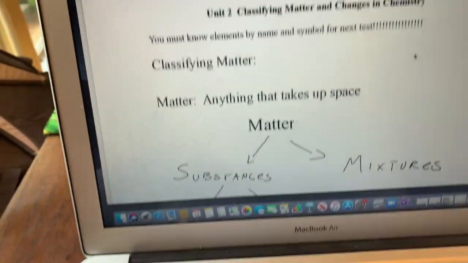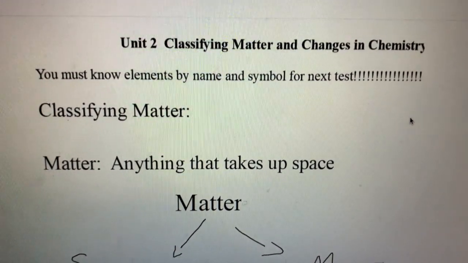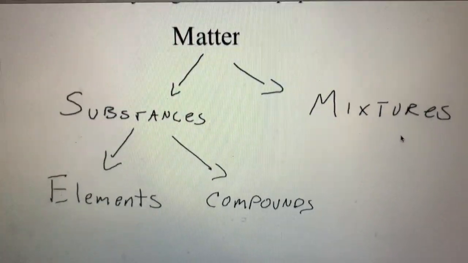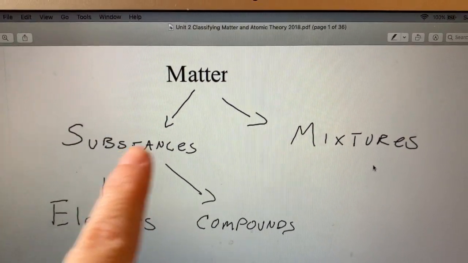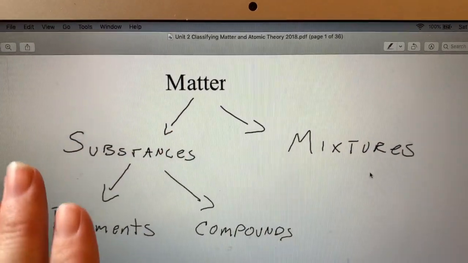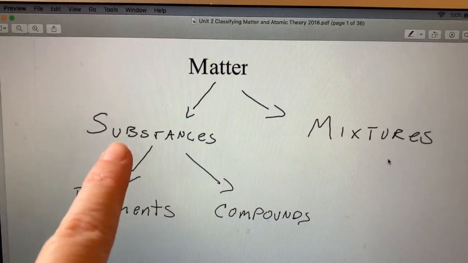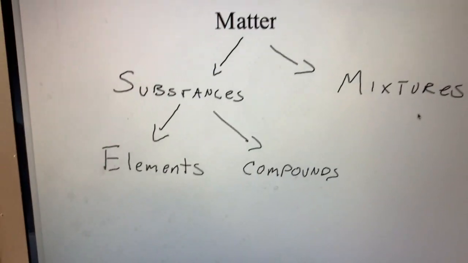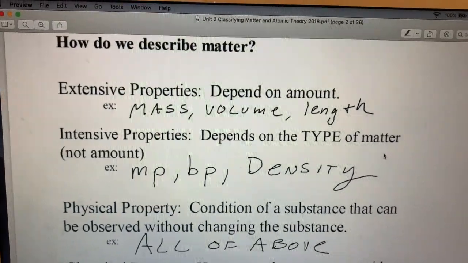All right, great. So, classifying matter, all right? Matter is defined as anything that takes up space. We, in chemistry, classify matter into two main groups. The first being substances, and then the second being mixtures. In this unit, we're gonna focus on substances. When you describe something as a substance, it means it's either an element or a compound, all right? So let's move down and let's talk about this a little bit.